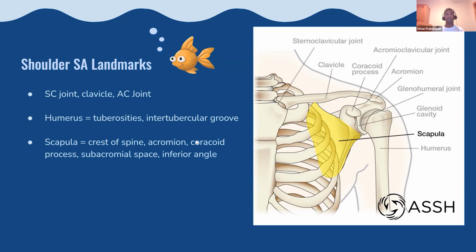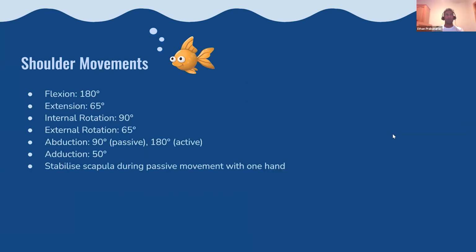You can feel the acromion, the coracoid process, the space under the acromion, looking for any inflammation, and the inferior angle, which is the bottom of the scapula. Okay, so you just pretty much feel over all those sites.